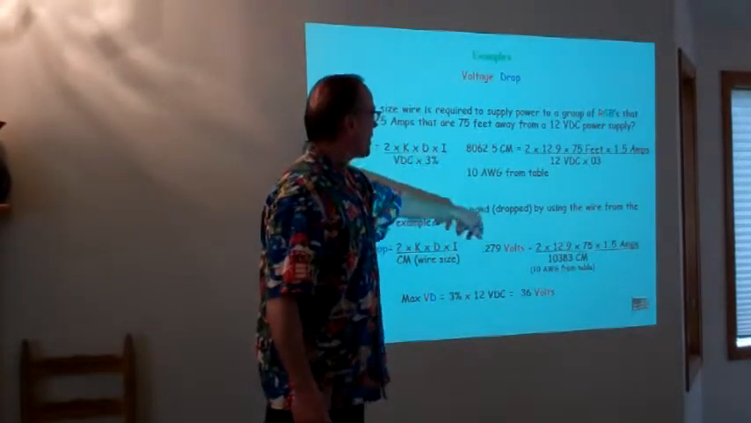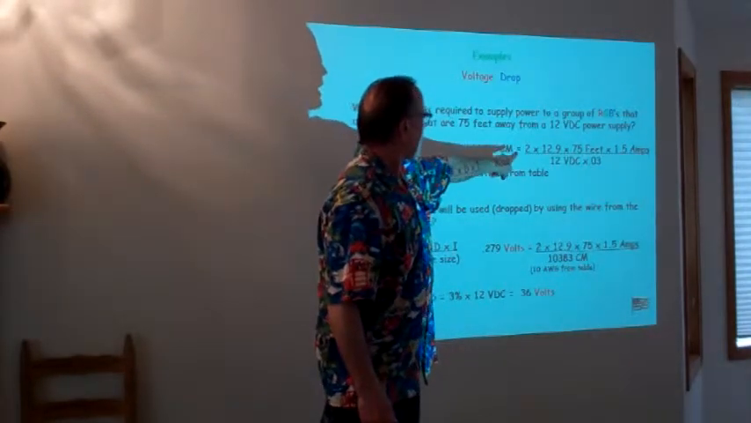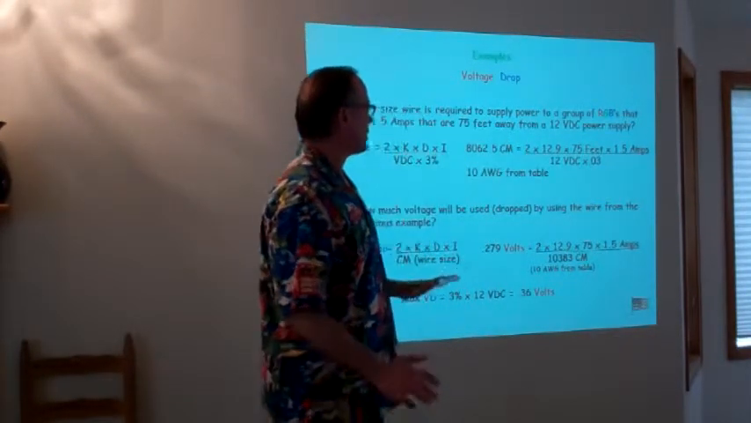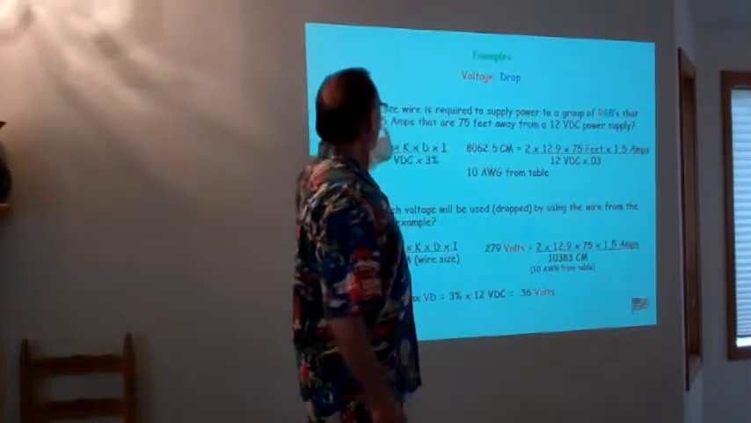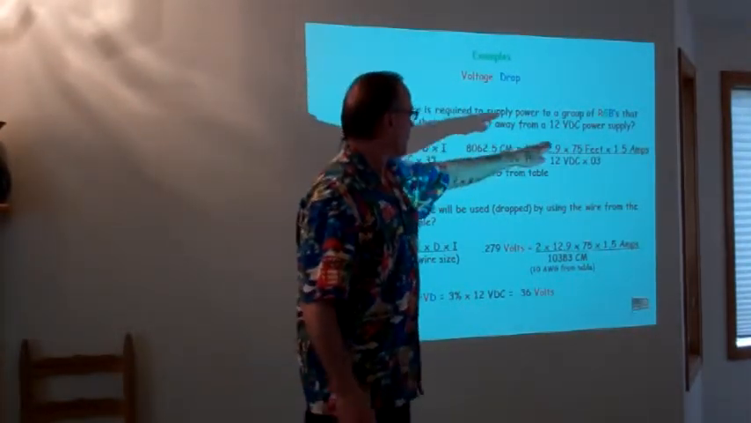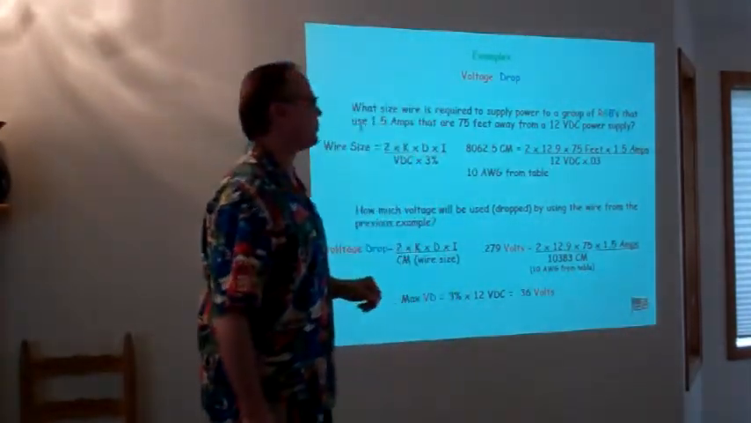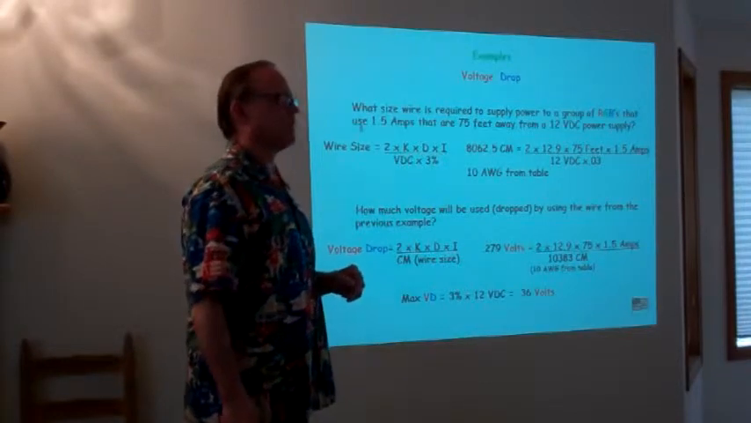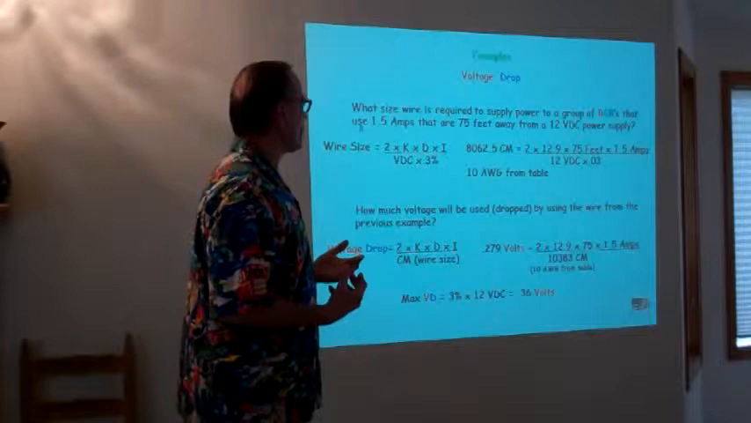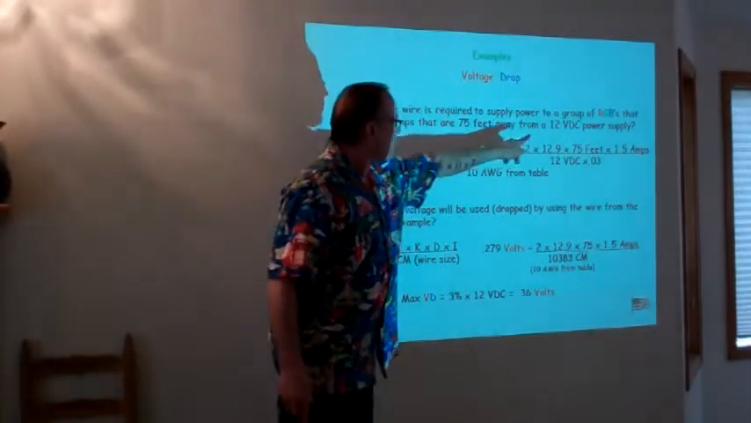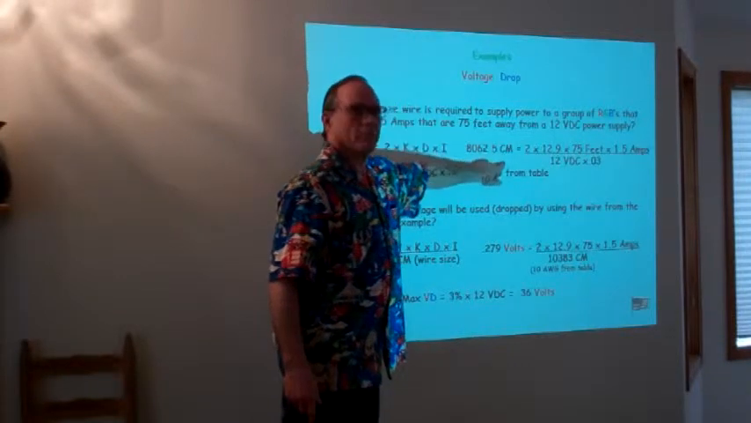So looking at what we have here, this is the extrapolation of that. We're going to have 2 times 12.9, which doesn't change. 75 feet was our example here. It's going to take 1.5 amps. So we would do all of our multiplication. We would then divide that by 12 volts DC times 0.303, which would give us that 0.36 that we saw before. Now, that number that we get by doing all that math gives us the circular mills.